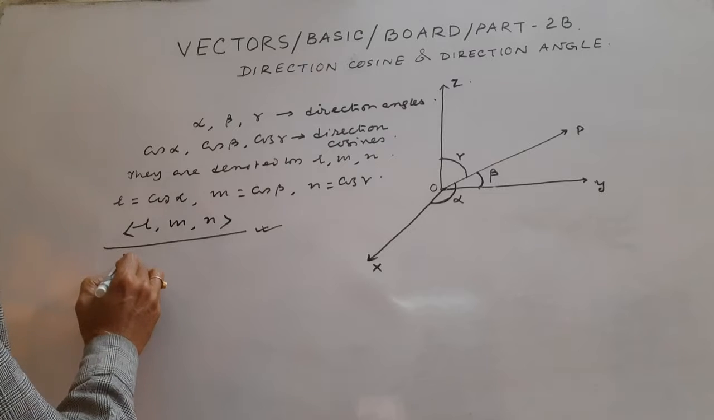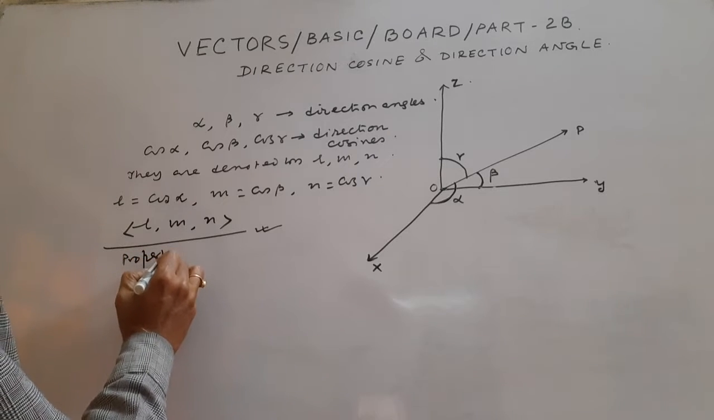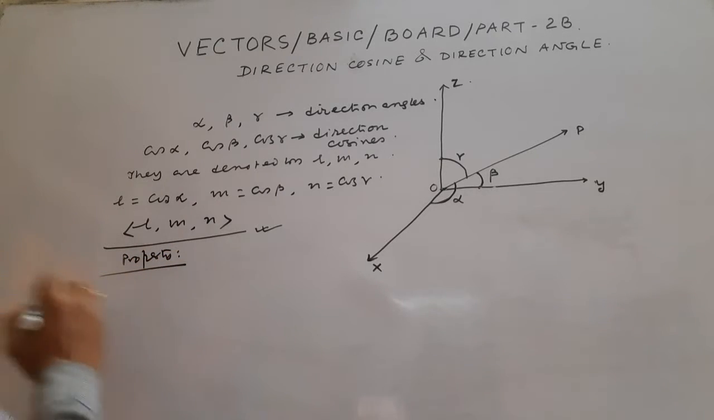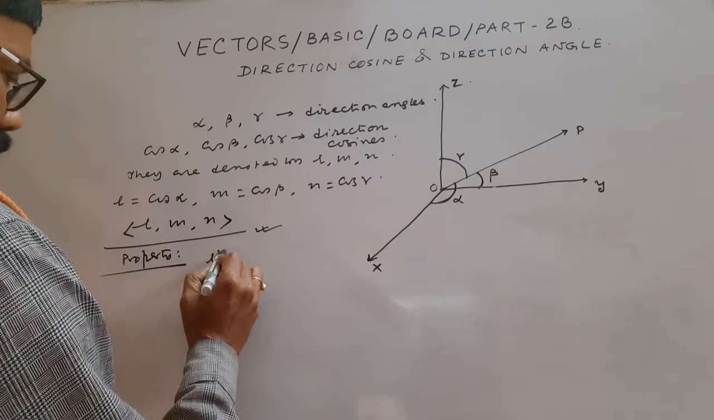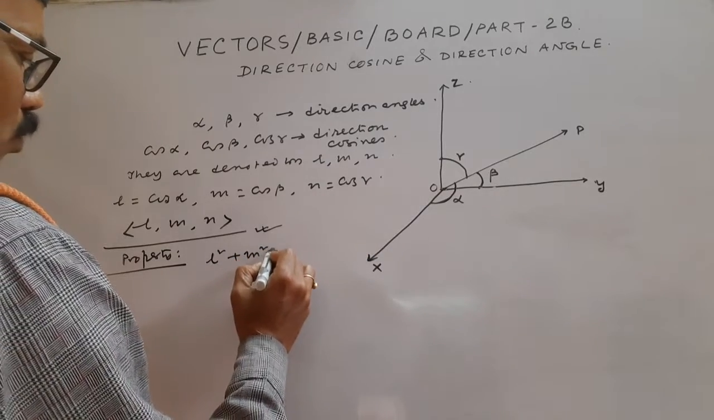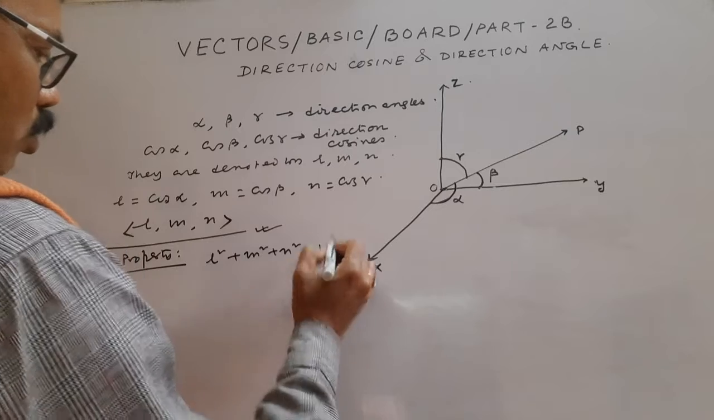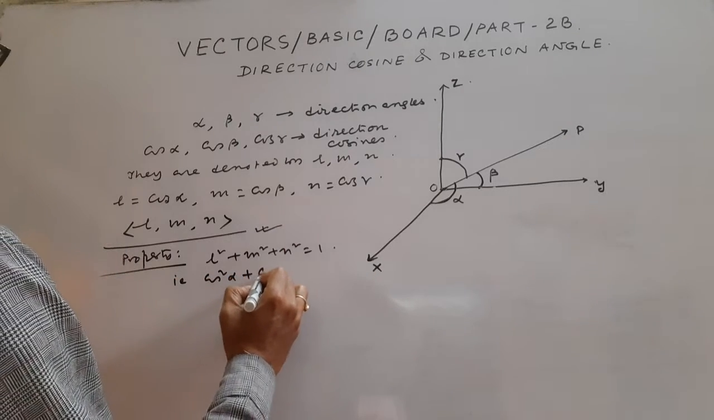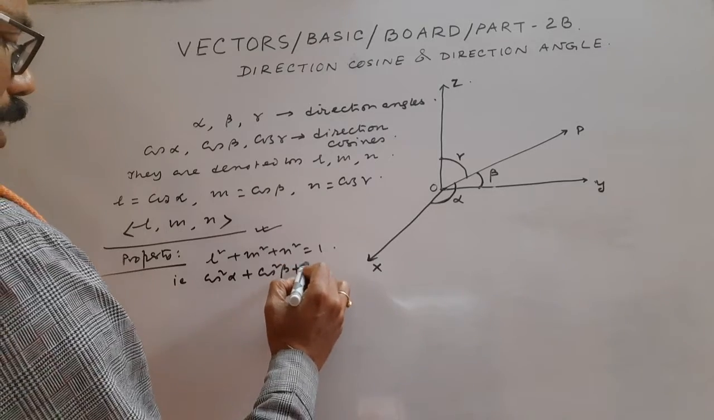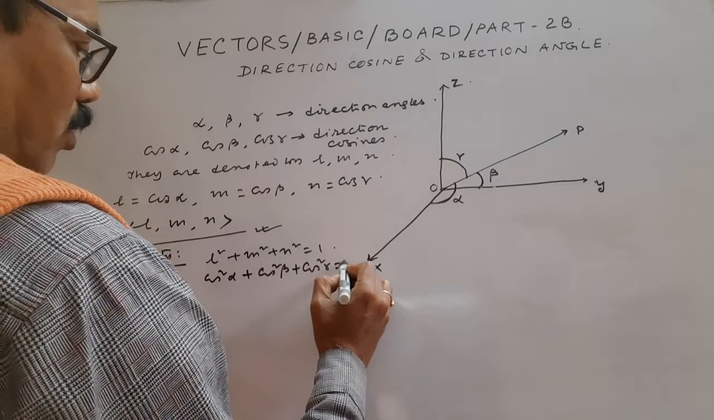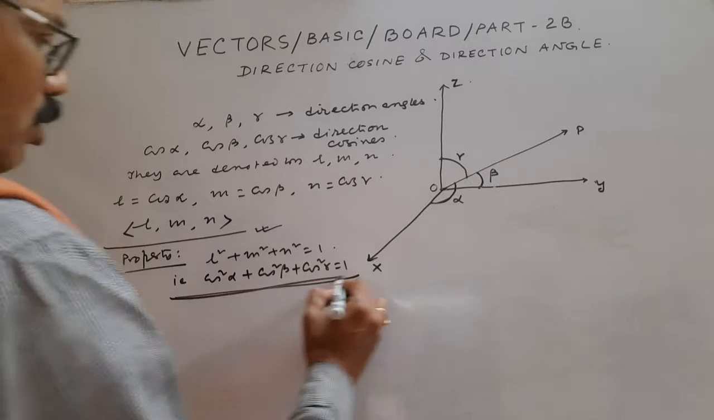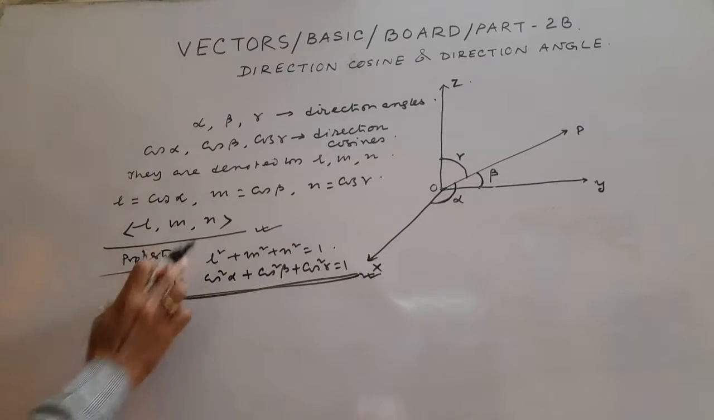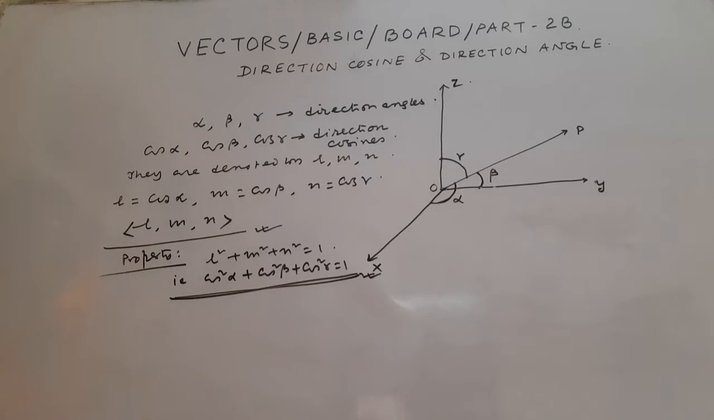Now the property. I am not proving the property, but it is a very simple proof. The property is L square plus M square plus N square equals 1. That is, cos square alpha plus cos square beta plus cos square gamma equals 1. So this is the property of direction cosines.